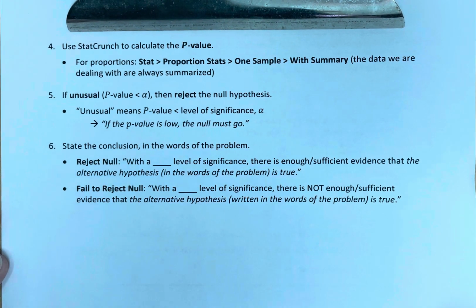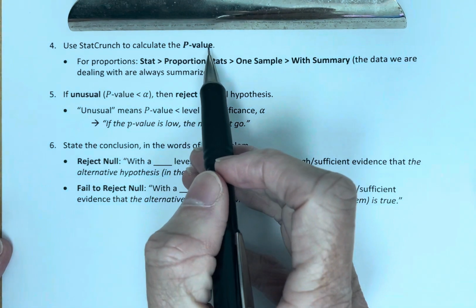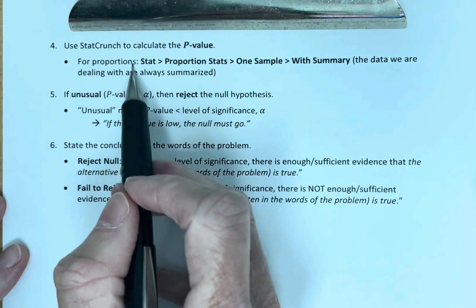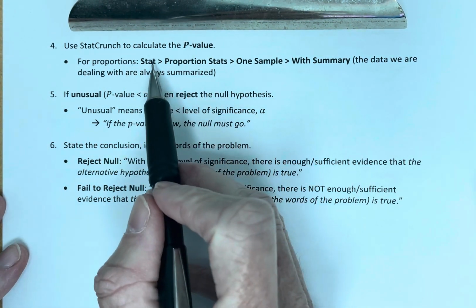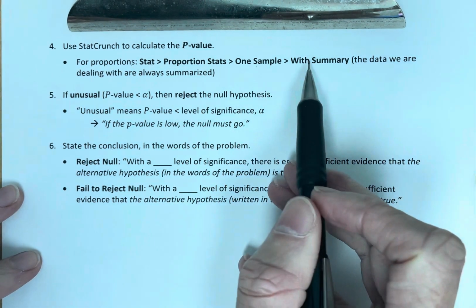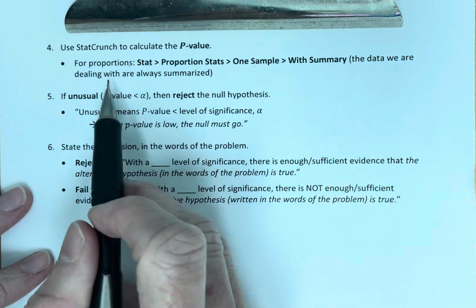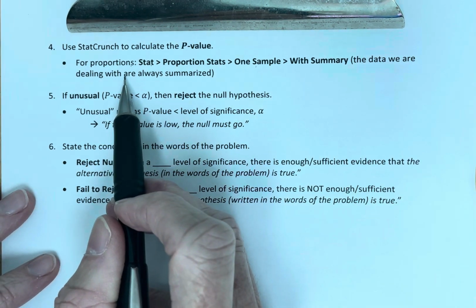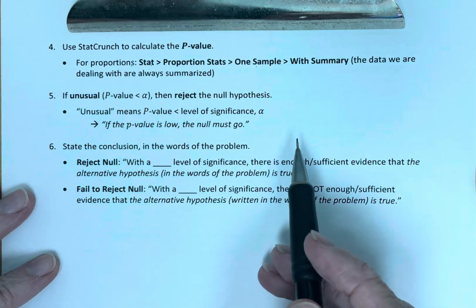Step 4, use StatCrunch to calculate the p-value. For proportions, we go to Stat, Proportion Stats, One Sample, With Summary. The data we're dealing with when we're dealing with proportions are always summarized.